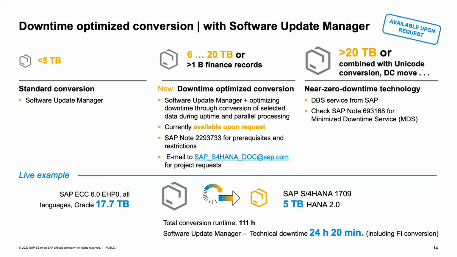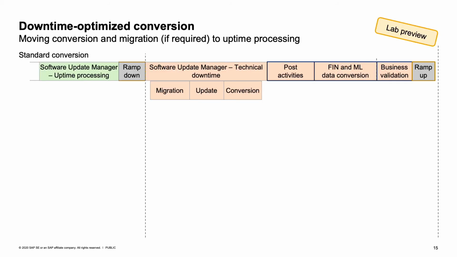We have had several pilot customers already with downtime-optimized conversion. And there is an example listed here where we were able to reduce the technical downtime to around about 25 hours, including the financial conversion. So with downtime-optimized conversion, it's possible to reduce the downtime, including the financial data conversion. That's why let's have a look at this approach there.